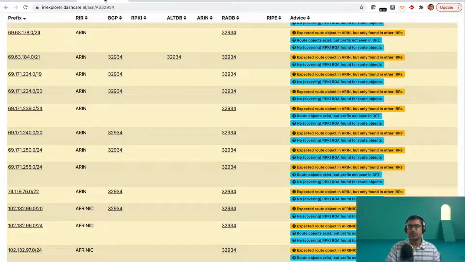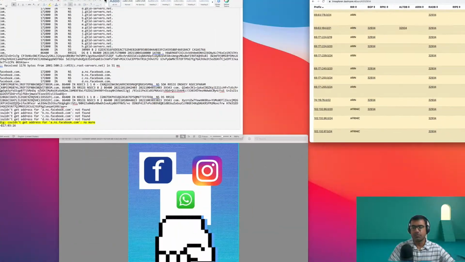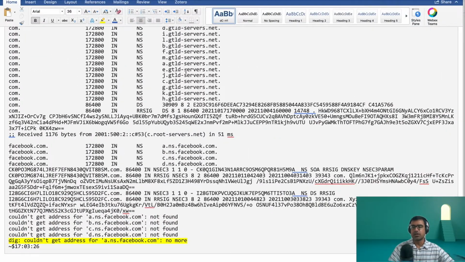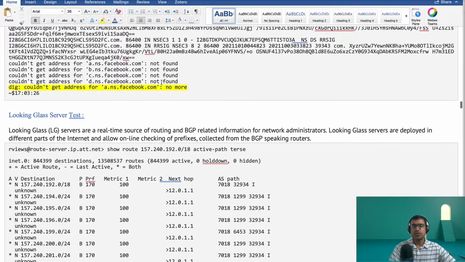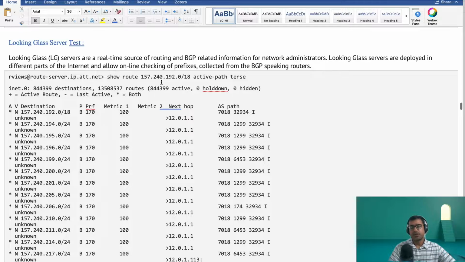This is the mechanism behind blocking DNS. For that, basically what you have to do is go to any of the BGP looking glass servers, because we know that enterprises like Facebook, since they maintain authoritative servers themselves, advertise their prefixes themselves to the service providers. So you can use public looking glass servers.